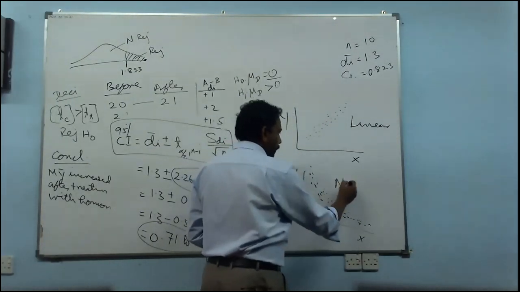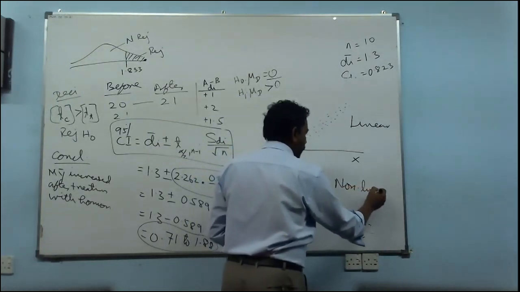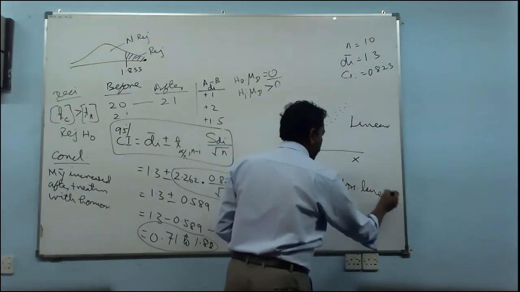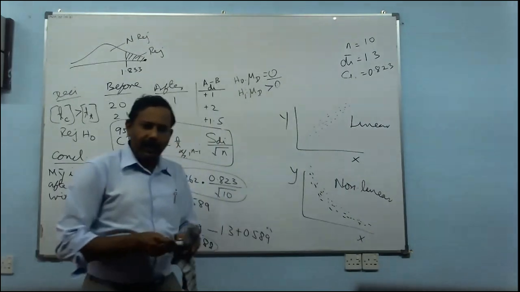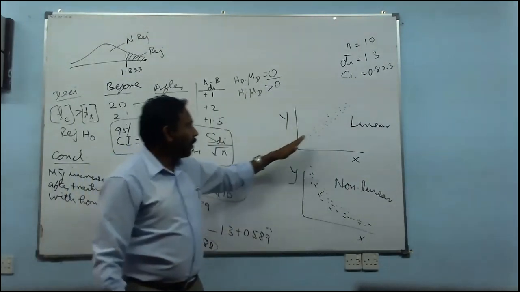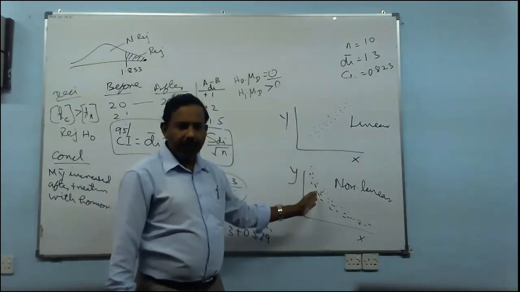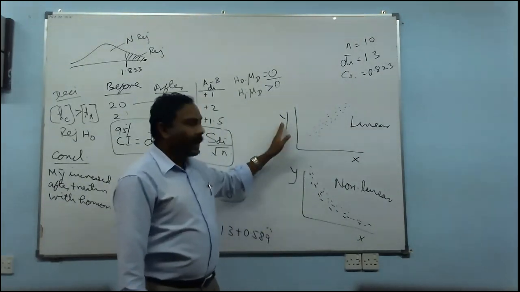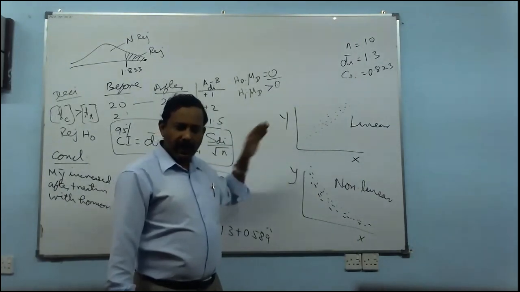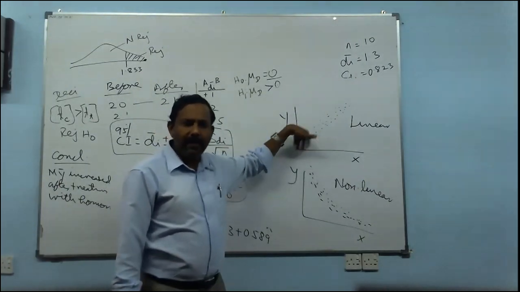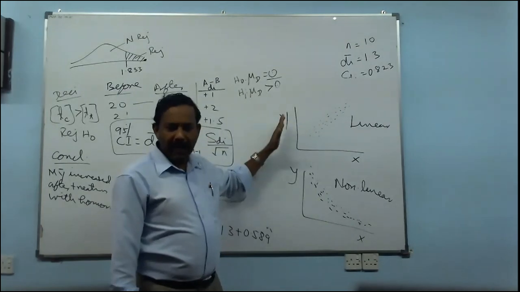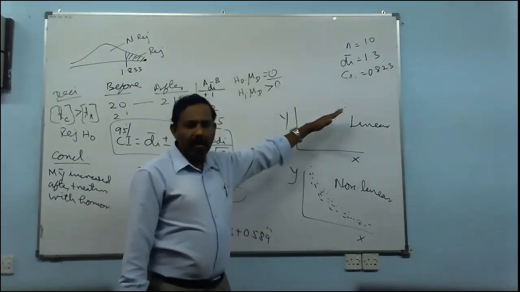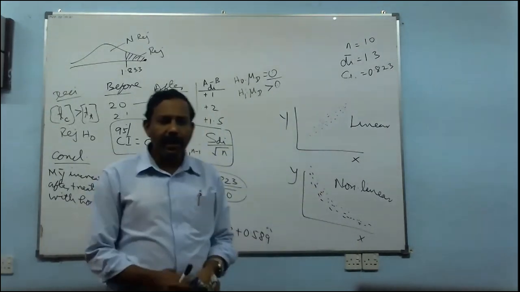This is non-linear. You see, this is what we call a linear relationship. This is non-linear. When you talk about linear, when x increases, y changes at the same rate anywhere. Maybe y may increase, y may decrease. So it is a linear relationship. This is a non-linear relationship.